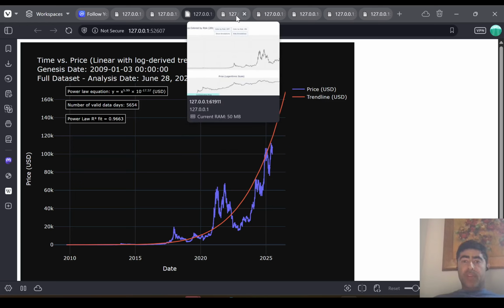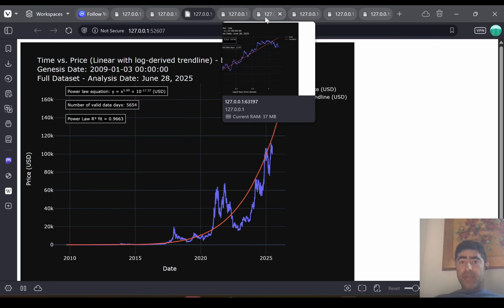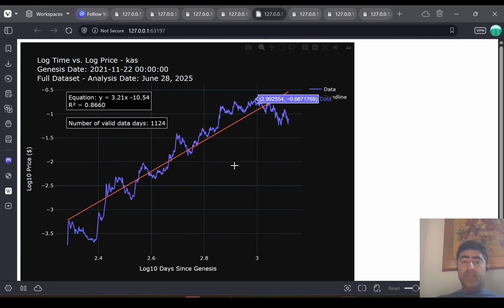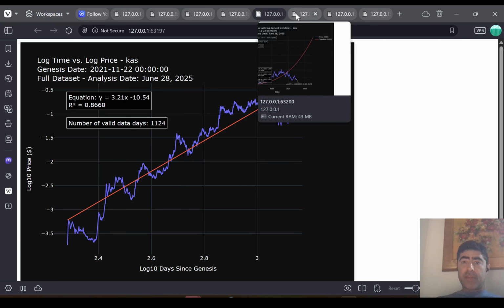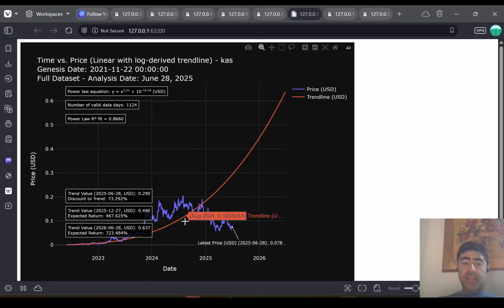But when you have younger assets like Kaspa, for example, you have an asset that seemed to be following a power law, but then seems to have really dropped down below it, right? So the anticipation is that in a year's time, it's going to be trading around 63 cents. But if you look at the price right now, it's just above 7.5 cents, 7.7 cents or so. So it's significantly deviated from the power law.